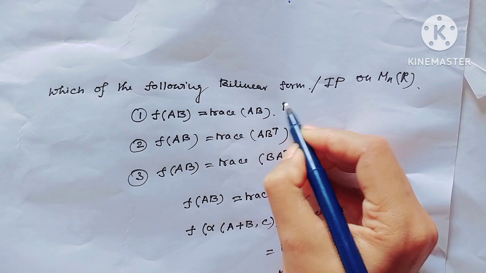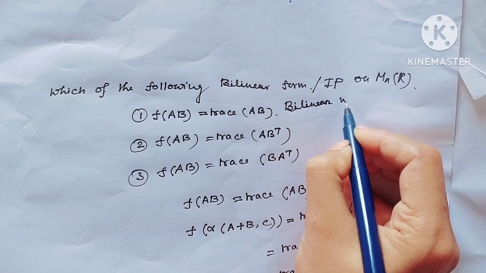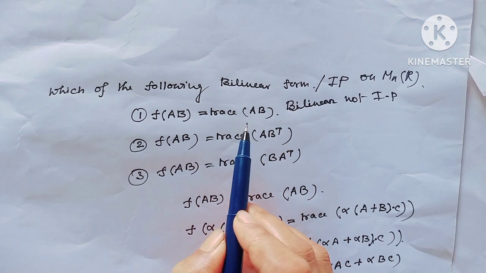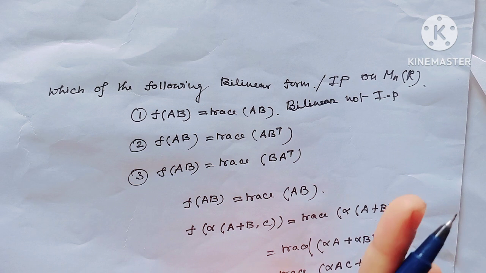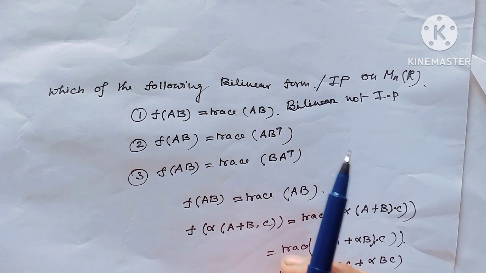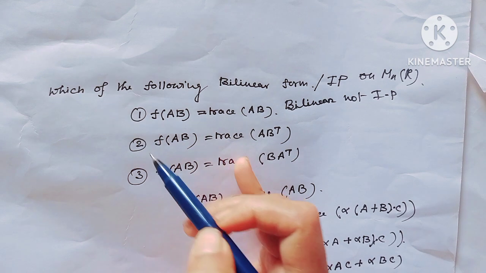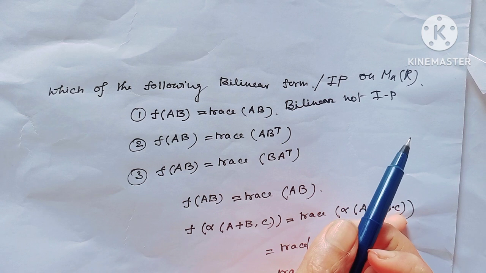is a bilinear form, but not an inner product. I hope all my viewers have understood. That means a bilinear form does not always imply an inner product, but an inner product always implies a bilinear form. So option 1 is a bilinear form but not an inner product.